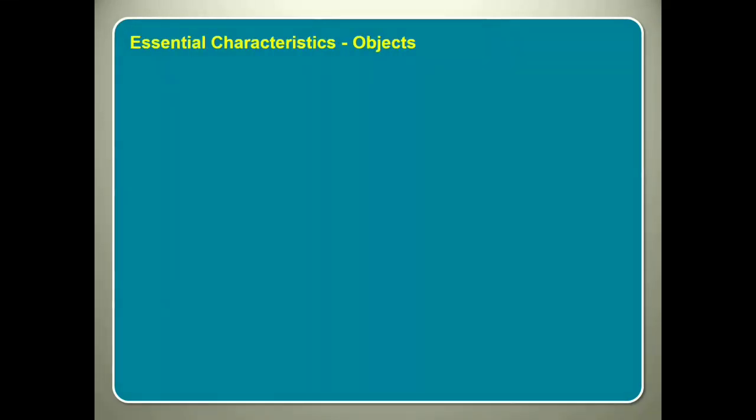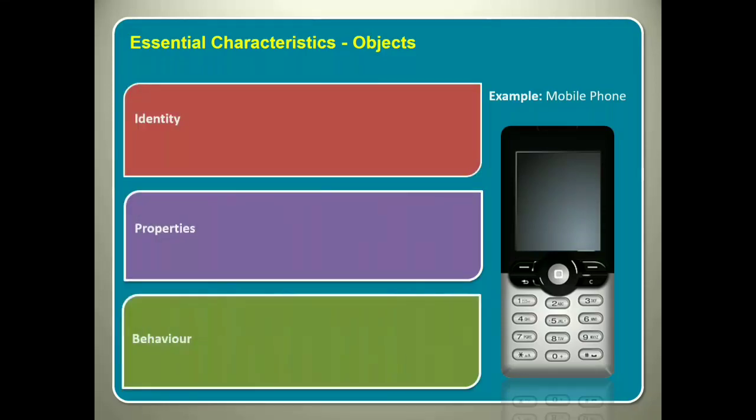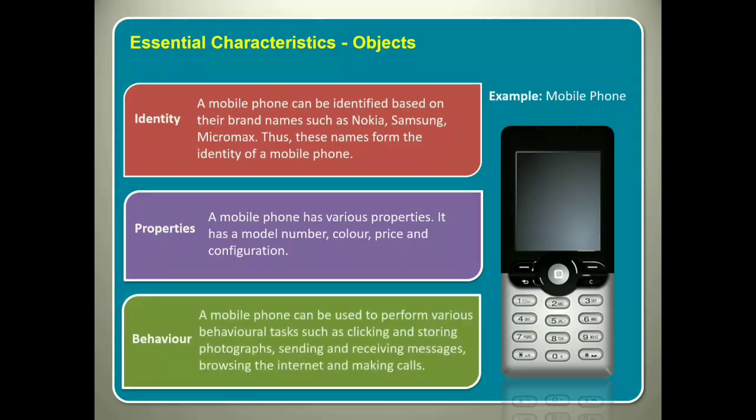Let us now explore the essential characteristics with an example of a mobile phone. A mobile phone is an object and is characterized with its own identity, properties, and behavior. Mobiles can be identified based on their brand names such as Nokia, Samsung, Micromax, etc. Thus, these names form the identity of a mobile phone. A mobile phone has various properties. It has a model number, color, price, and configuration. Similarly, a mobile phone can be used to perform various behavioral tasks such as clicking and storing photographs, sending and receiving messages, browsing the internet, and making calls.